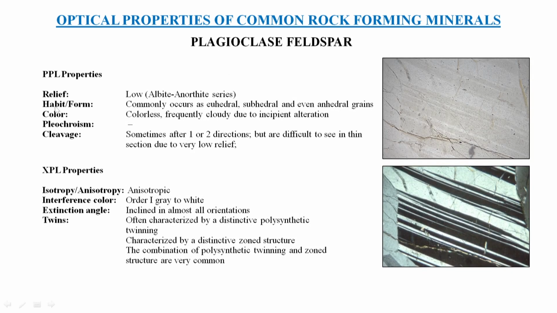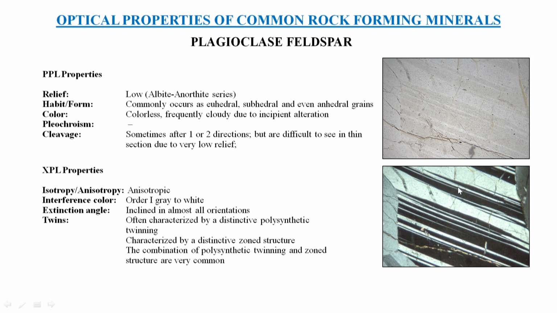Plagioclase feldspar, that is your series of rock forming plagioclase minerals starting from albite to anorthite. This whole series also has a low relief and commonly occurs as euhedral to subhedral grains. It is also colorless, and sometimes you can see the cleavages. Many times you will be able to see one cleavage, sometimes you will also be able to see the other cleavage as well. It is also anisotropic.